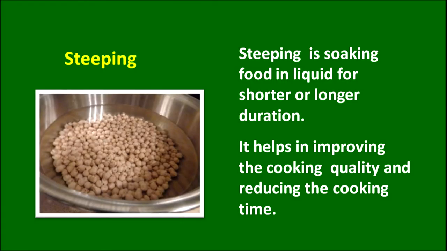Steeping. What is steeping? In this picture you can very easily identify. You cannot eat the rajma or the whole chana or the whole kabuli chana directly. You have to soak it. There are various advantages for that: it improves the cooking quality and reduces the cooking time. So any kind of dry food when soaked in plain water, or any kind of liquid if required by the recipe, that process is called steeping.